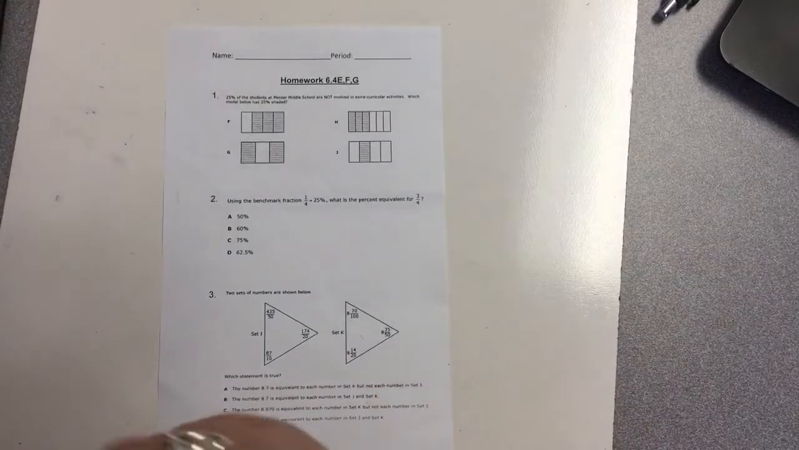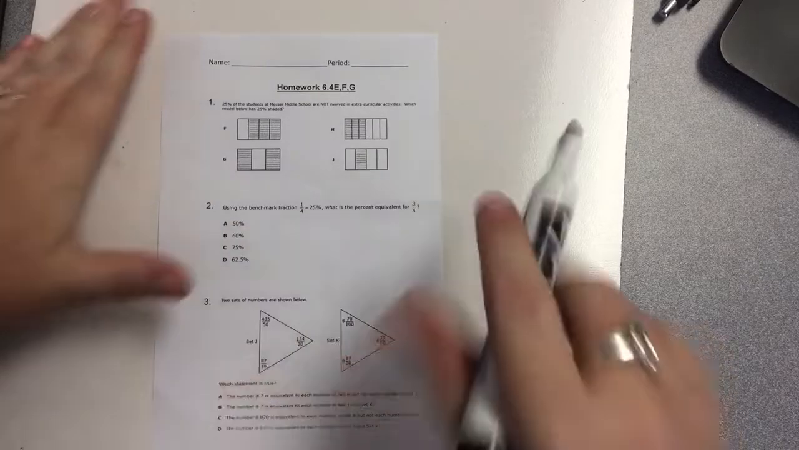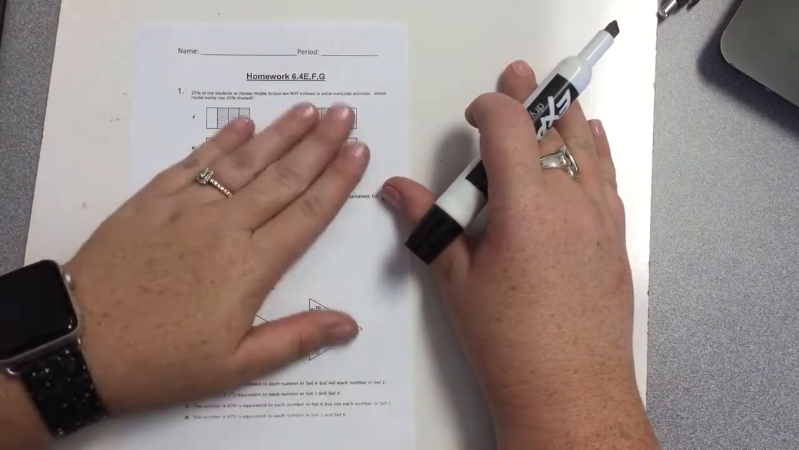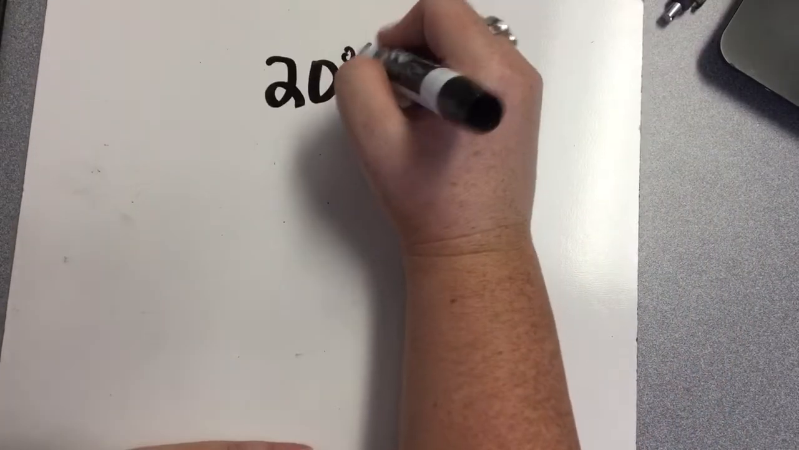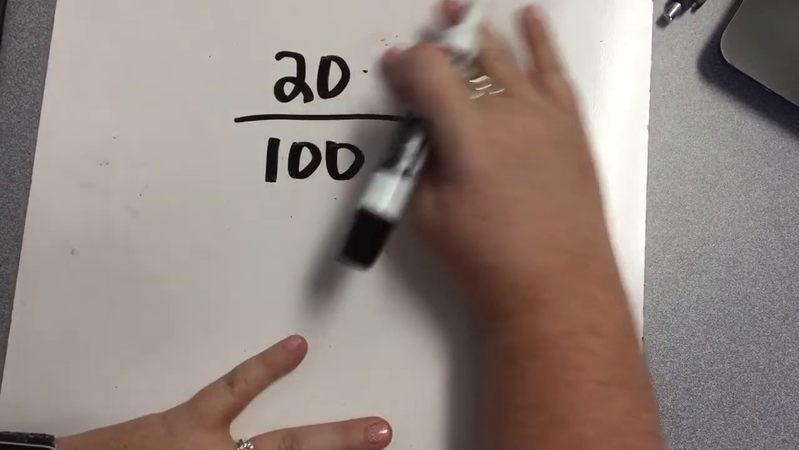So on the homework tonight, number 1 says, 25% of the students at Messer Middle School are not involved in extracurricular activities. Which model below is 25% shaded? And don't forget, if you change your percent to a fraction, let's do an example with 20%. If they give me 20%, I put my percent over 100, and then I have to simplify it.